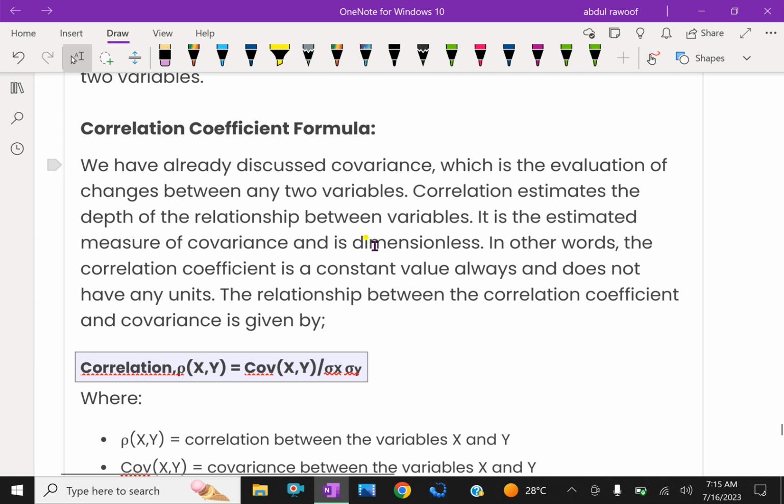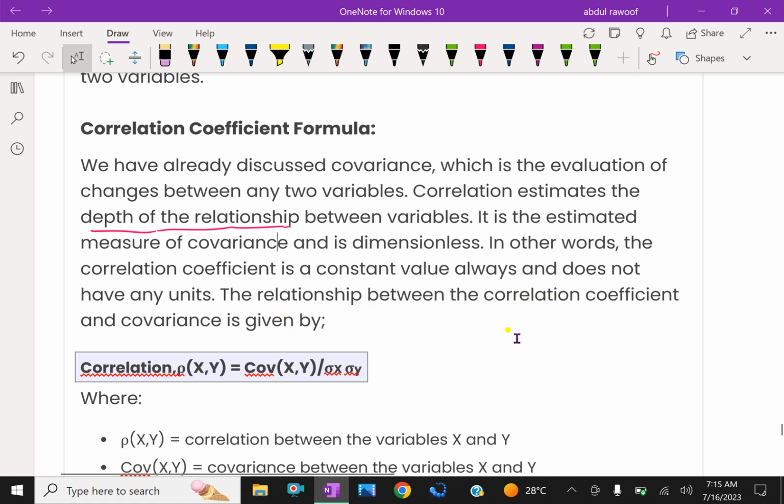Correlation coefficient formula. We have already discussed covariance, which is the evaluation of changes between any two variables. Correlation estimates the depth of the relationship, how strongly the variables are related. It is the estimated measure of covariance and is dimensionless. In other words, the correlation coefficient is a constant value and does not have any units.